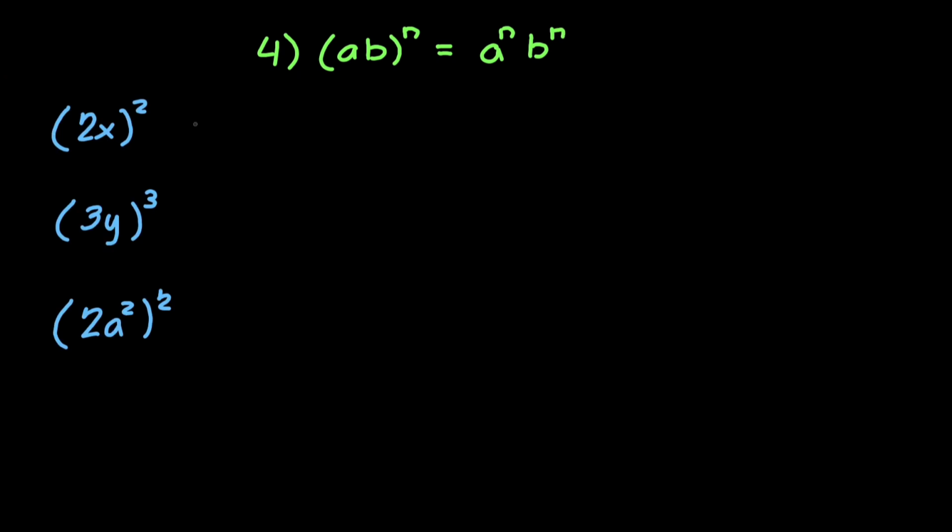The fourth rule would be a multiplied by b, all raised to the power of n. It would be equal to a raised to the power of n multiplied by b raised to the power of n. This shall be the examples for this. 2x all raised to the power of 2.